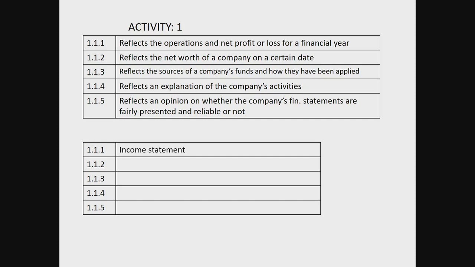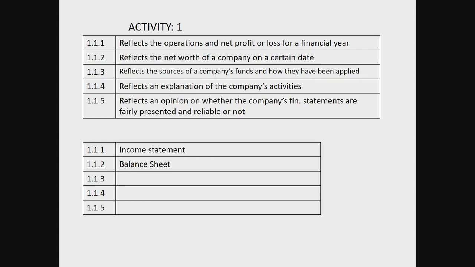Then if we move on to 1.1.2, it says which of the above again reflects the net worth of a company on a certain date. Okay? So net worth is normally your assets minus all your liabilities. If I take my assets minus my liabilities, I'm left with owner's equity. But I'll find assets, owner's equity, and liabilities, I'll find all of them in my balance sheet. So that will be the answer for 1.1.2.